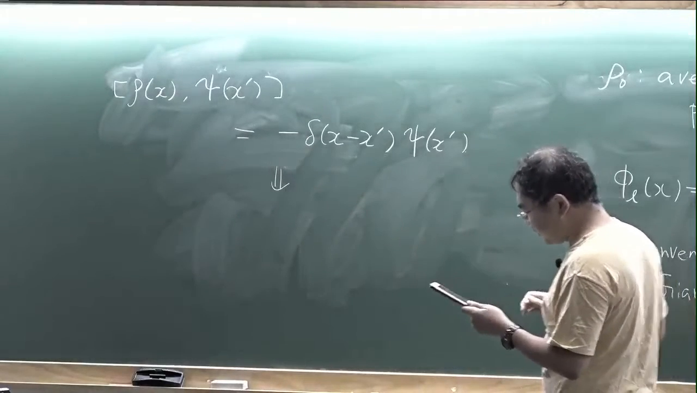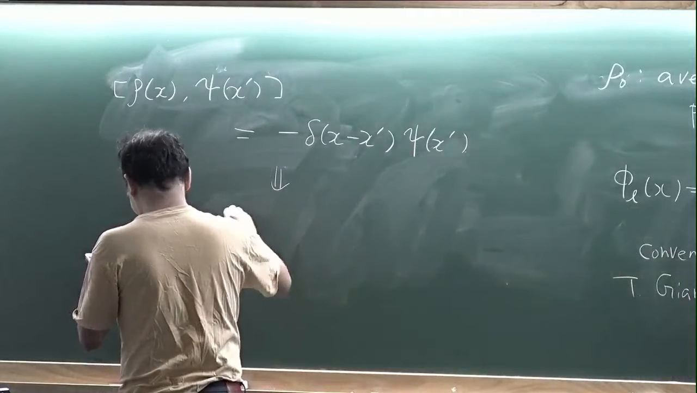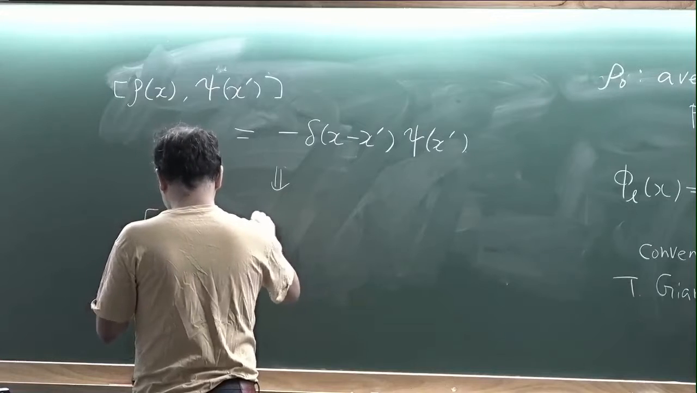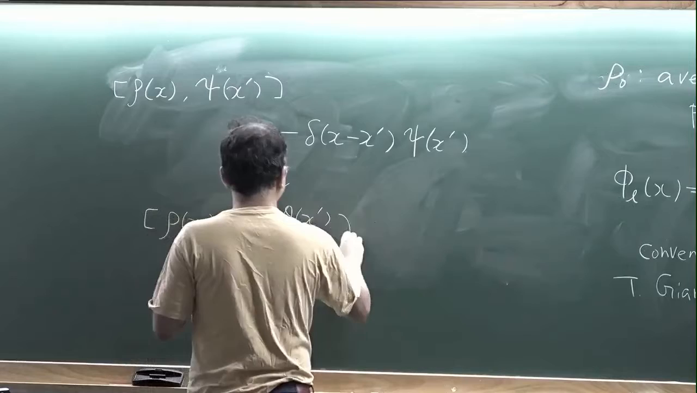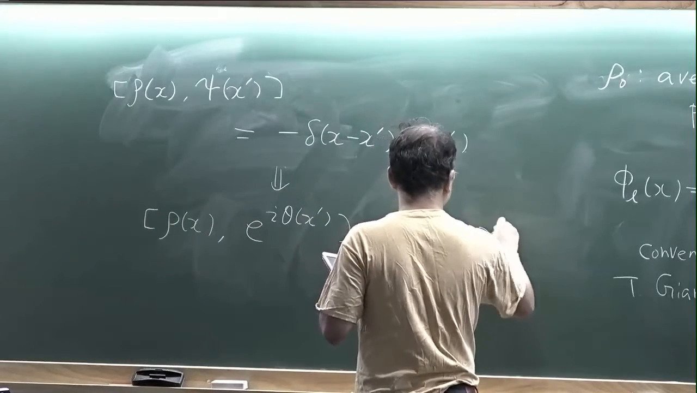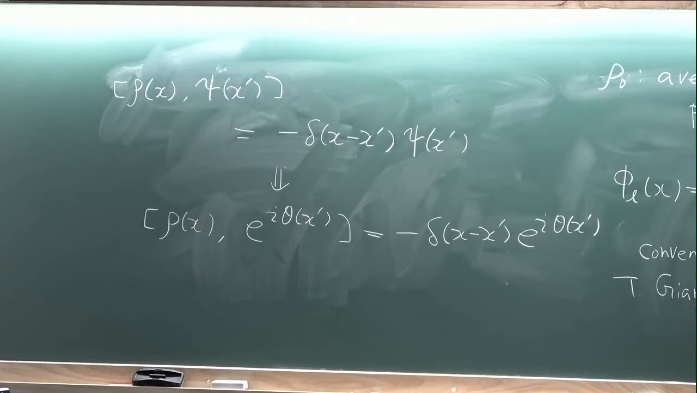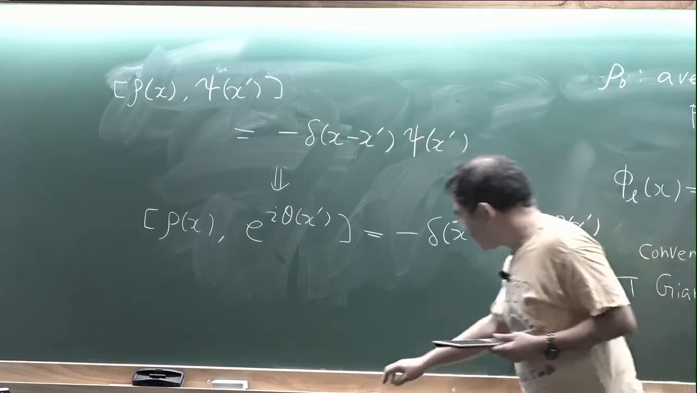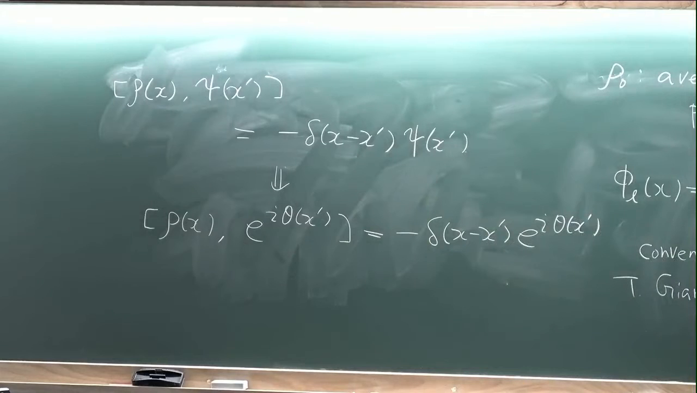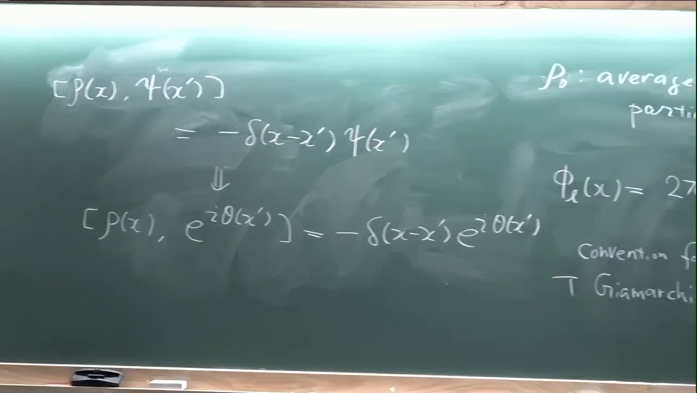So this implies the commutation relation of rho x and e to the i theta x prime is minus. So this must be the commutation relation satisfied by these two operators. Here I'm interested at this moment in this averaged quantity. As we will later see, the annihilation and creation operator can have a more complicated part, but this is what appears at leading order once you consider an average over certain lengths.